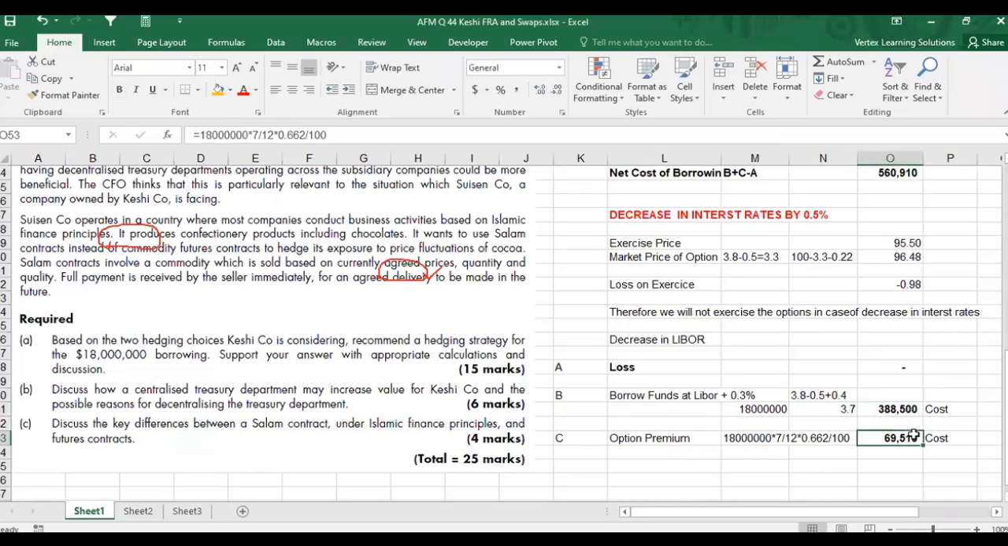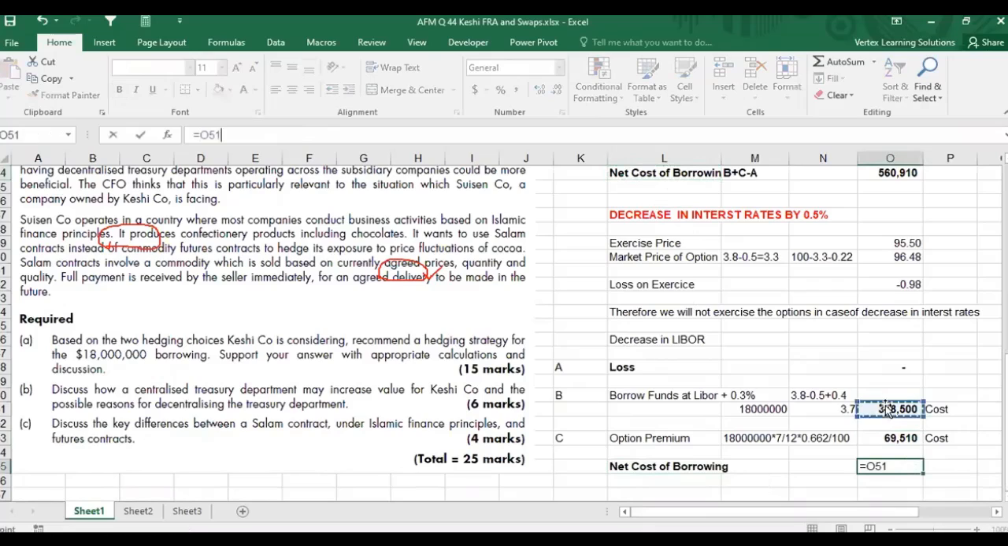Your option premium will remain the same. Option premium will not change because the option you purchased at the beginning doesn't depend on whether the market interest rate goes up or down. And then I say net cost of borrowing is this. So I simply add these two numbers: 458,010. Are we clear on this part as well, the decrease in interest rates? If you do not understand, please ask me. Anybody wants to ask? Nobody wants to ask anything.